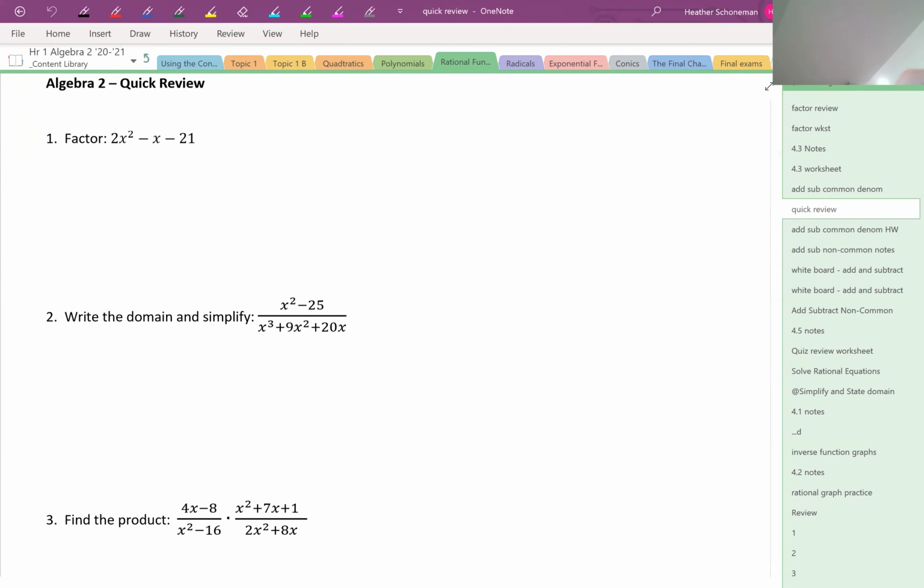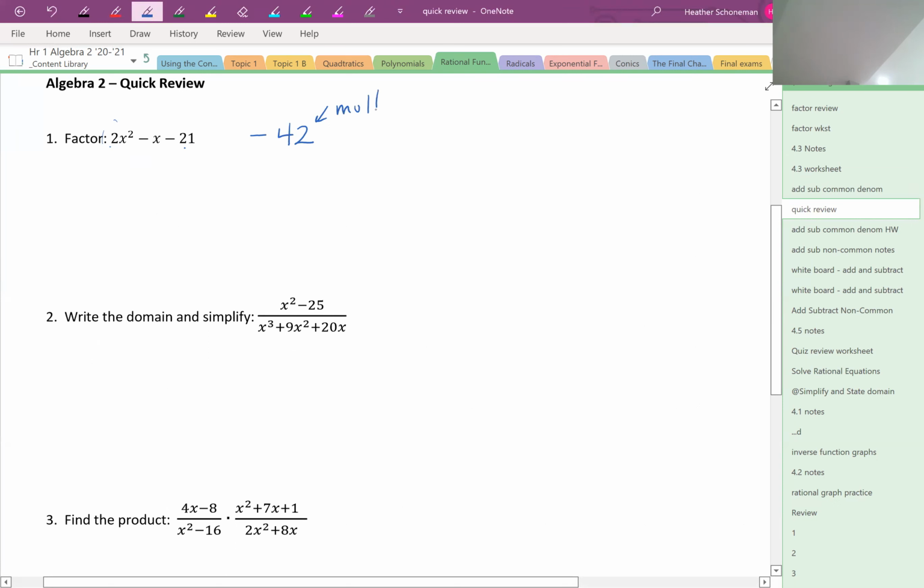On the first one, they just want us to factor. Okay, so we first look for a greatest common factor. There isn't one. We decide if it's a binomial or a trinomial. It's a trinomial. The leading coefficient is 2, so it's not 1. So that means we got to split the middle term. So do that. We're going to take 2 times -21, which is -42. And now we're looking for two numbers that multiply to -42 and add to -1. And those numbers would be -7 and 6.